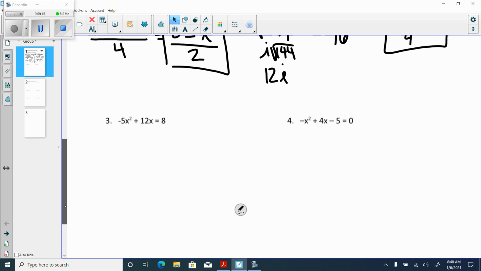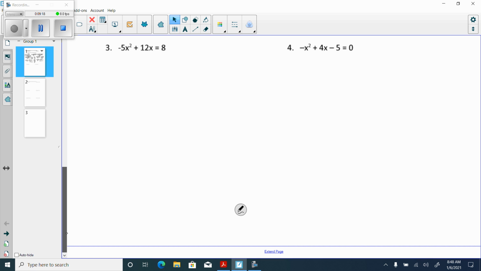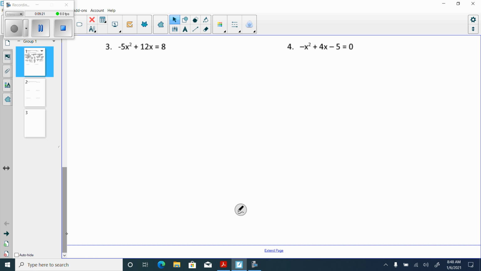All right, number 3. Is everything where it needs to be, or do we need to rearrange? So what would I do? Very good. And again, we can't combine it with anything, so we just tag it on the end. So we're going to have negative 5x squared plus 12x minus 8 equals 0. And now that we have everything in the right spot, we can tell what our a, b, and c are, and we'll just plug it into the formula. So I'll have x equals what?